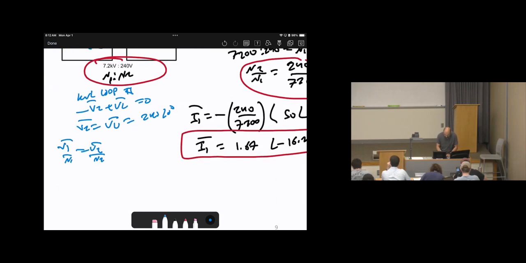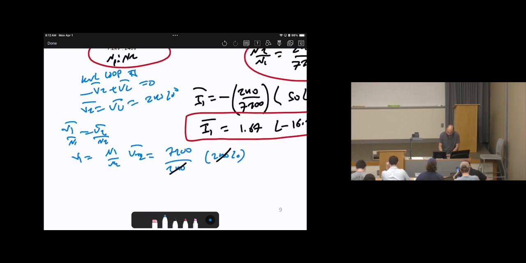As a result, we need to calculate V1, which will be N1 over N2 times V2 bar. And N1 over N2 is given as 7,200 over 240, times 240 angle 0 degrees. So 240 will cancel each other. So V1 as a result will be 7,200 angle 0 degrees volts.